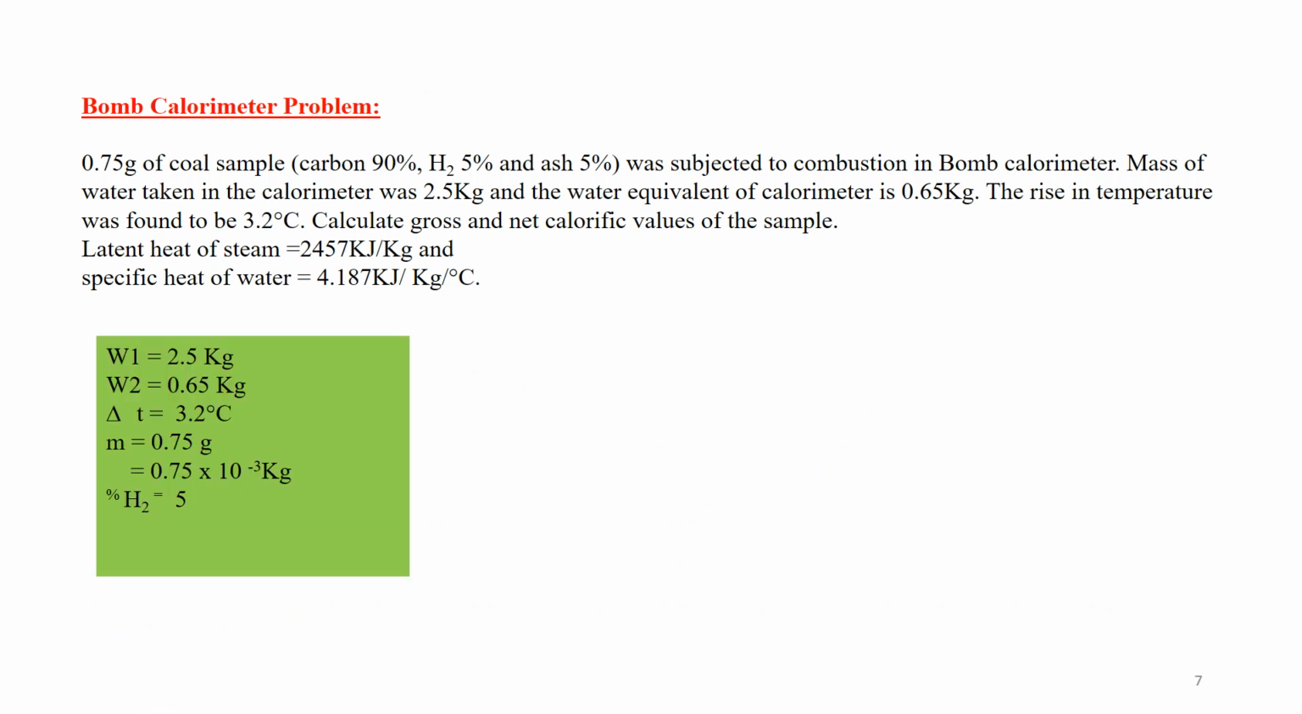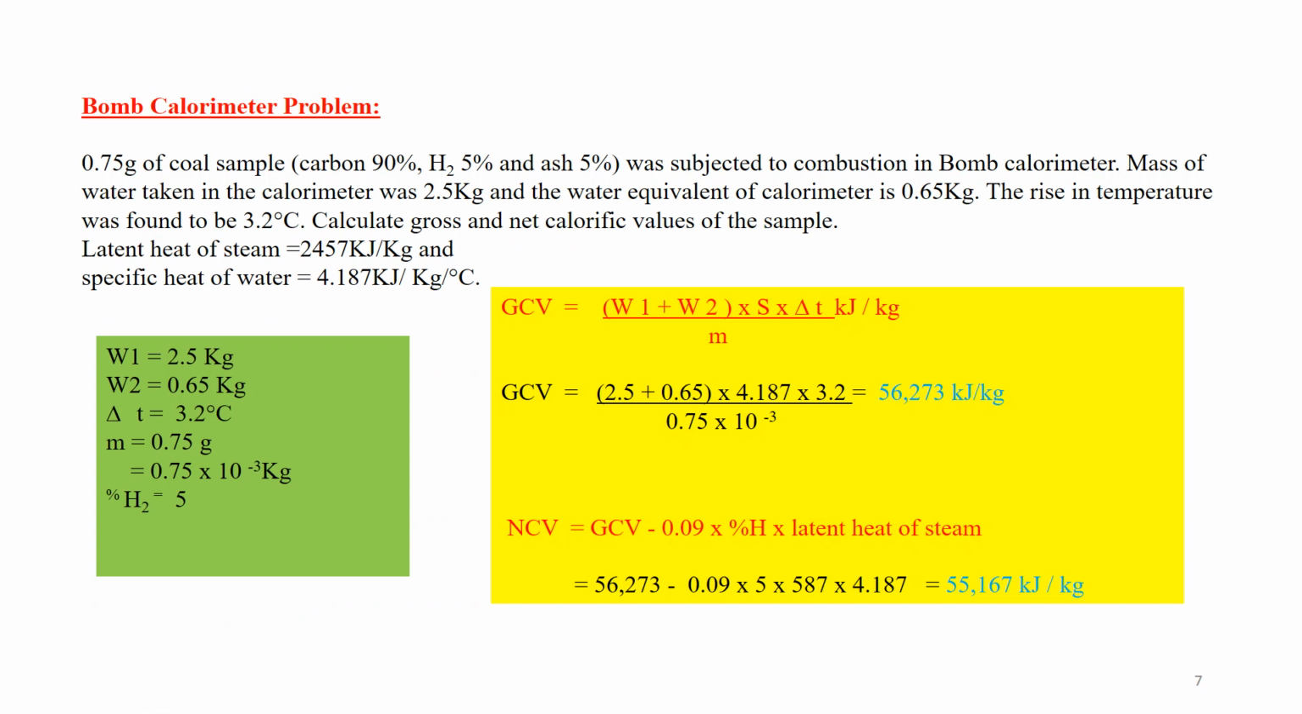See the example given here. This is the problem statement, and these are the given data. Now you have to list out the data. Always list the data, then write the formula, give the substitution, then give the final answer with the unit. Now W1 is the mass of water taken in the copper calorimeter. W2 is the water equivalent of copper calorimeter. Delta T is the rise in temperature. m is the mass of chemical fuel. This is in grams.